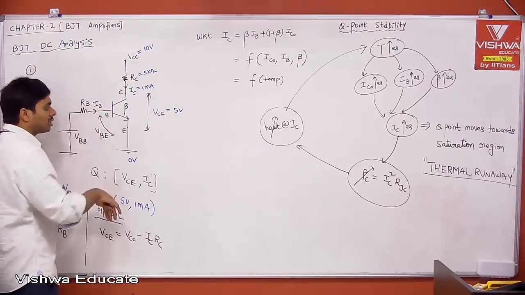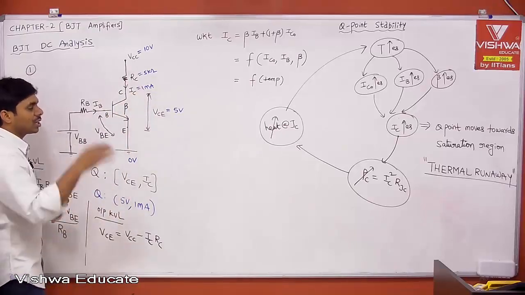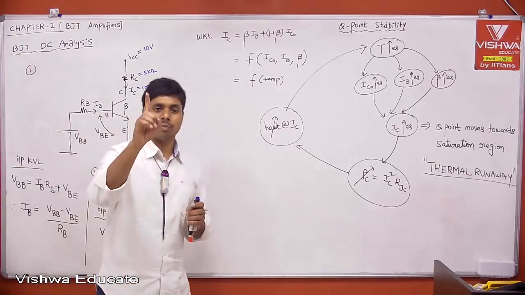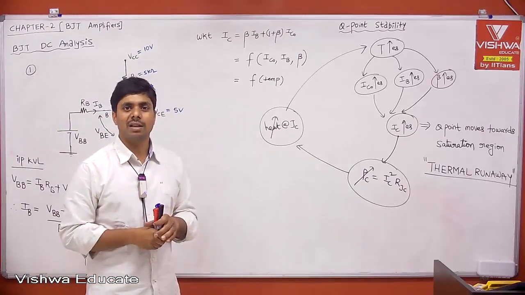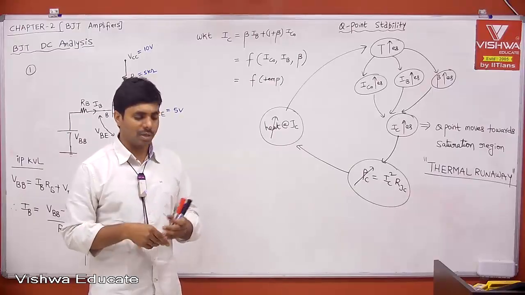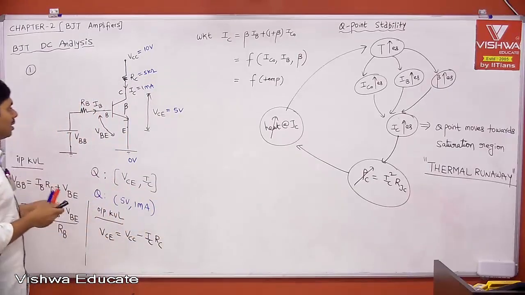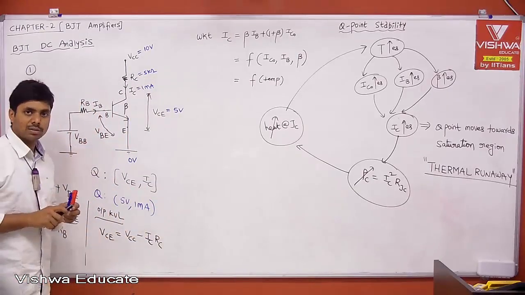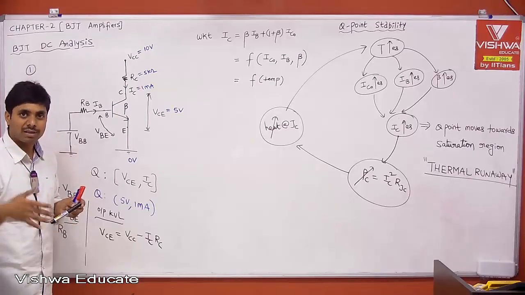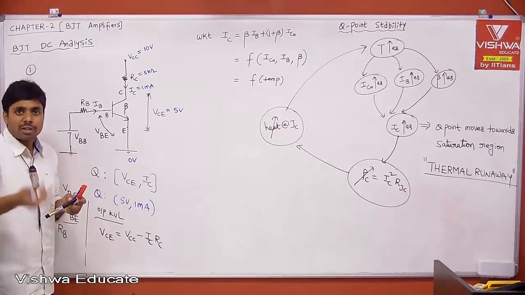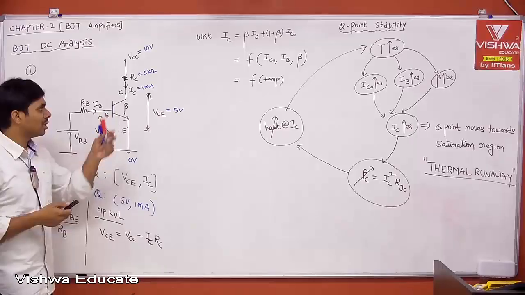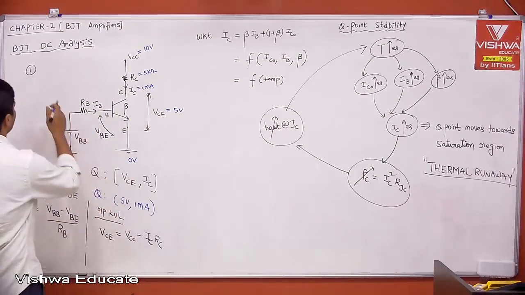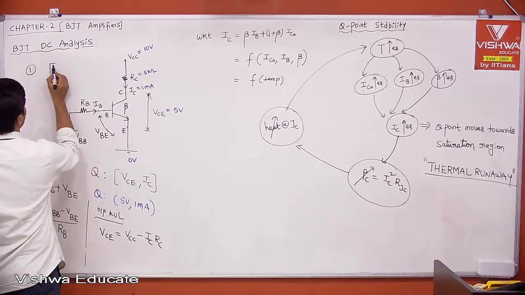Automatically the VBE has to be adjusted such that your IC will be adjusted to the expected value, which is 1 milliampere. Then you will get Q point stability. Therefore, to get Q point stability, we don't want fixed bias. We want automatic bias or self bias, which on its own corrects the voltage such that your Q point will be stable.